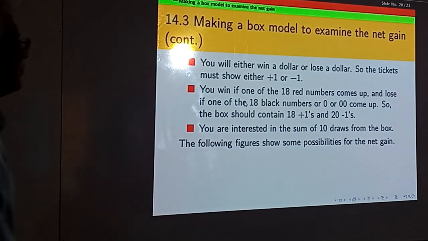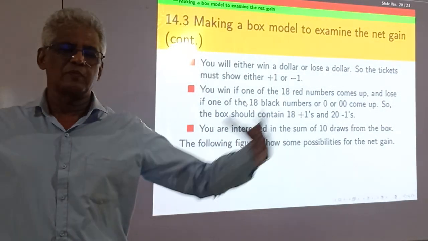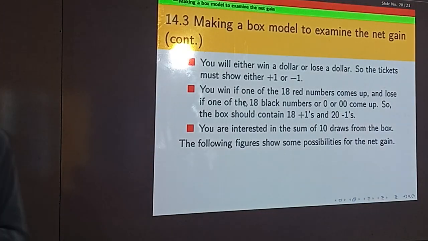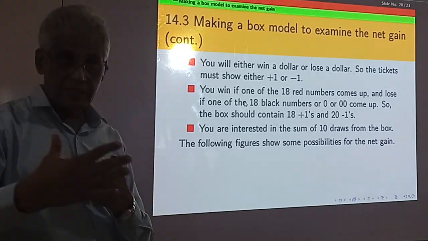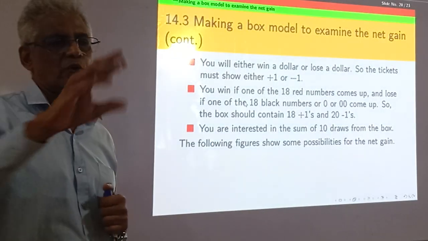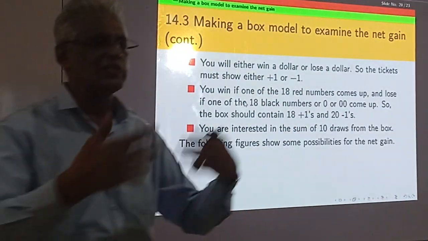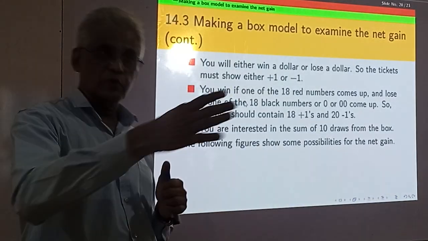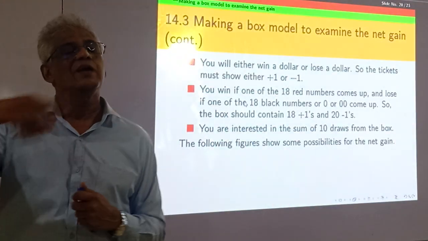So you will have to have 18 pluses and 20 negative ones, for example some box with tickets written with those numbers. So we have to take 10 numbers with replacement, of course, to mimic 10 bets. And then after 10 we can look at the total of those numbers on the tickets. That gives you one possibility of the gain. And if you put all these tickets back and do it again 10 times, you can find out another possibility of the gain, and like that.